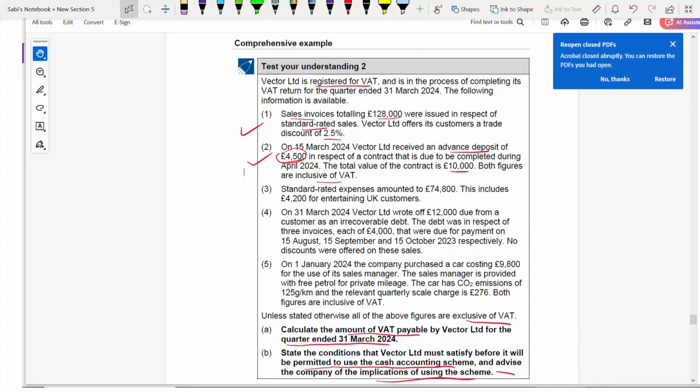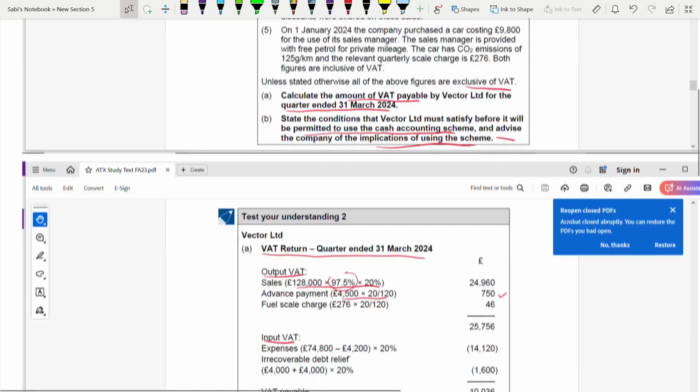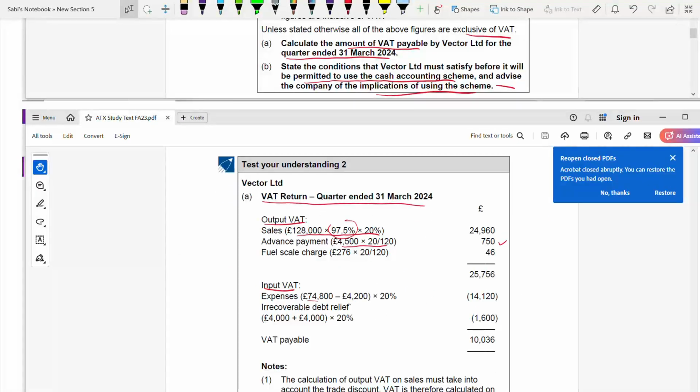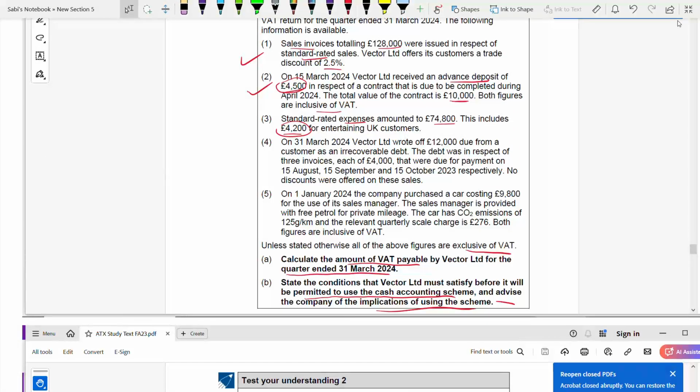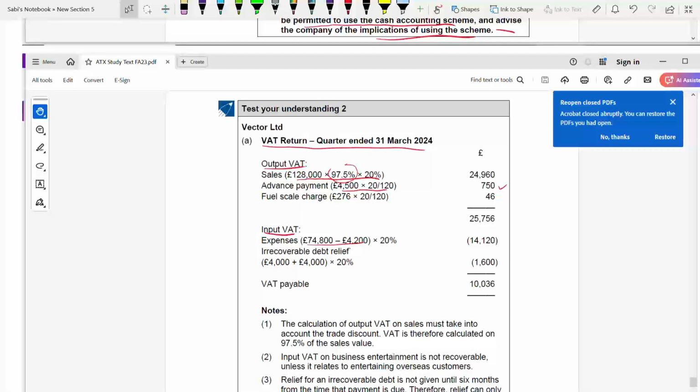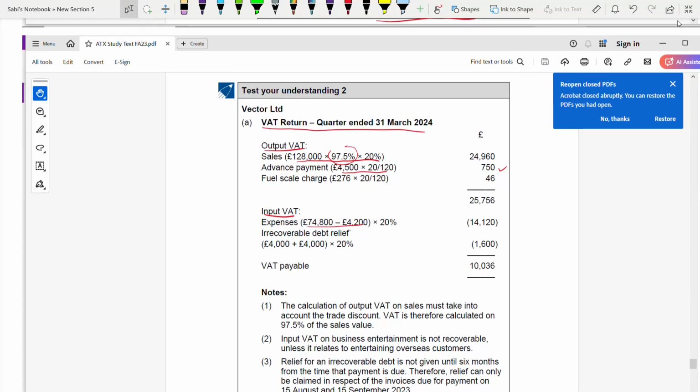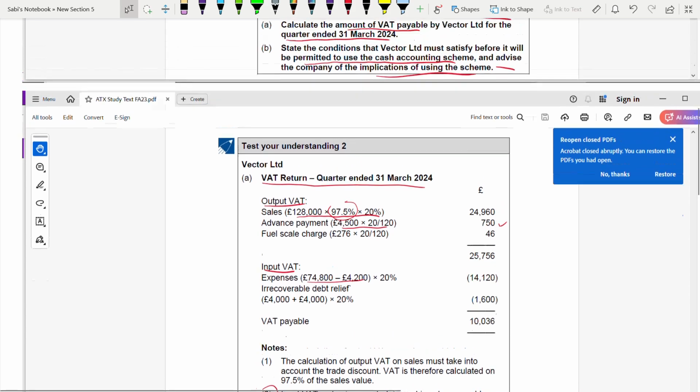Next, standard rated expenses. This is an expense, so it will go into input VAT. 74,800. This includes entertaining UK customers, 4,200, not allowed. But 74,800, yes, you can take. So 74,800 minus 4,200. You have to take it out because this 4,200 is included in this. 4,200 is not allowed. You see here note 2. If you see note 2, input VAT on business entertainment is not recoverable because it relates to entertaining UK customers. If you are entertaining overseas customers, it's allowed. And then you take 20%.